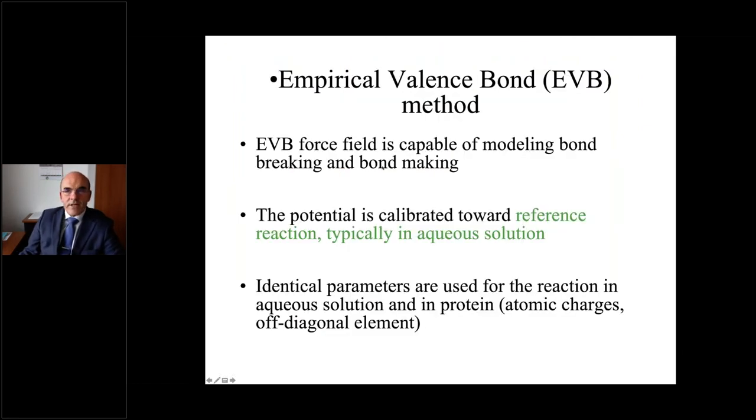And then we have the machinery to include the full dimension of the enzyme, and the method of choice is empirical valence bond. This is actually a force field that is able to model chemical reactions, so bond breaking and bond making. It's fine because it includes knowledge about the reference reaction, so it could even be the experimental value of the barrier, or the experimental rate constant, let's say, in aqueous solution. And we have basically one or two or three parameters, and these parameters are transferable between aqueous solution and protein.